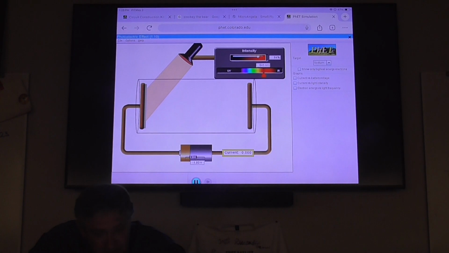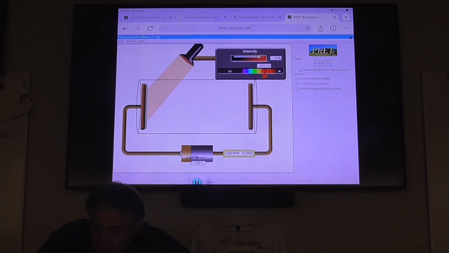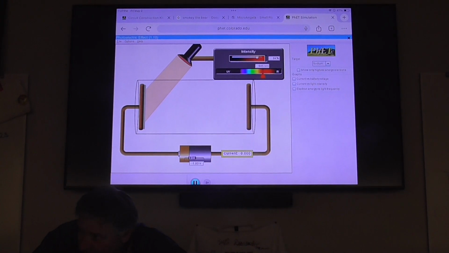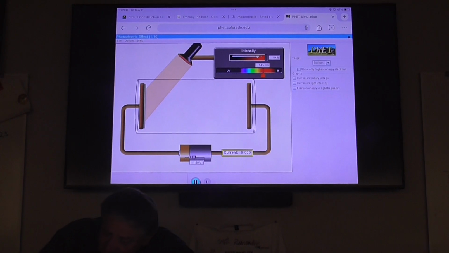So, sometimes, like when you get to number 7, you want to have it at 50% intensity. And then you want to have it at 100% intensity. So pay attention to what those intensities need to be.